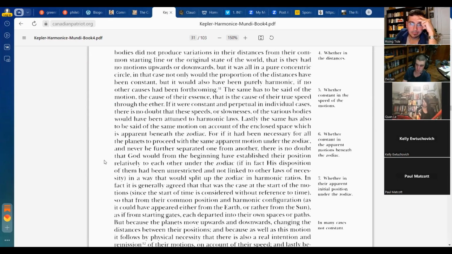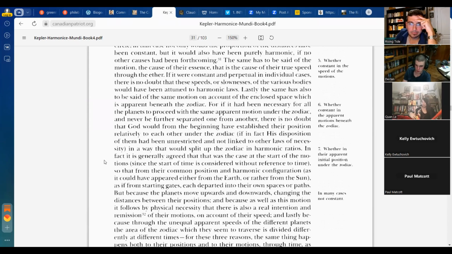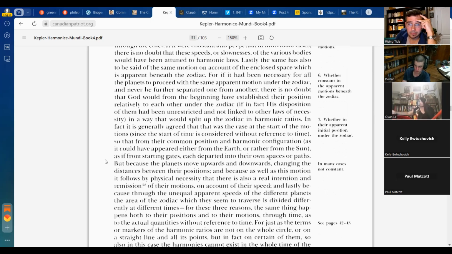But because the planets move upwards and downwards, changing the distances between their positions, and because as well as this motion, it follows by physical necessity that there is also a real intention and remission of their motions on account of their speed. And lastly, because through the unequal apparent speeds of the different planets in the area of the zodiac, which they seem to traverse, it is divided differently at different times. For these three reasons, the same thing happens both to their positions and to their motions through time as to the actual quantities without reference to time.